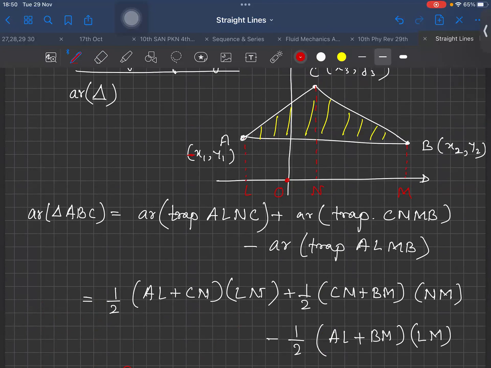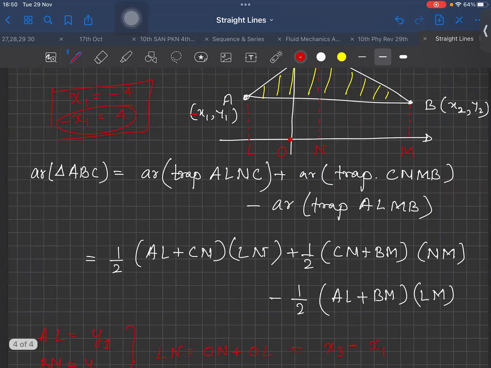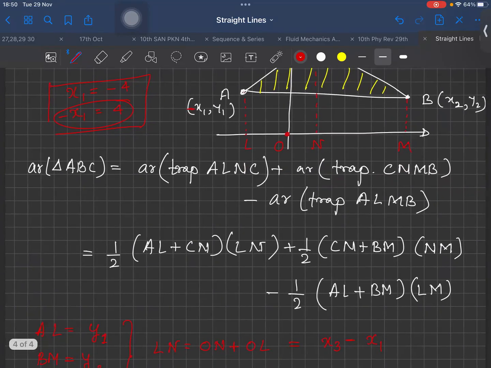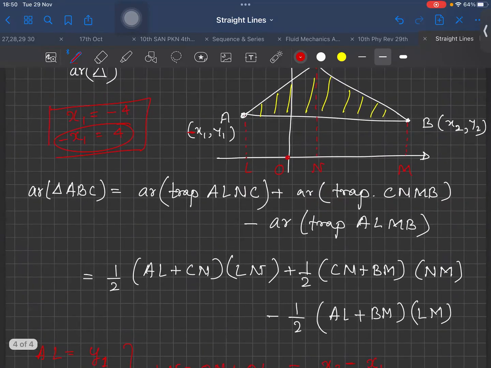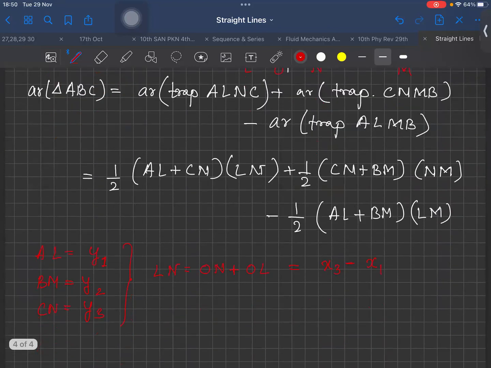You can write either x1 is equal to minus 4, let's say, or minus x1 is equal to 4. I'm choosing this one because it is easier to solve. Both are the same thing. Understood? So I'm writing this part. If anybody is having doubt, please let me know. Okay, now write similarly NM.